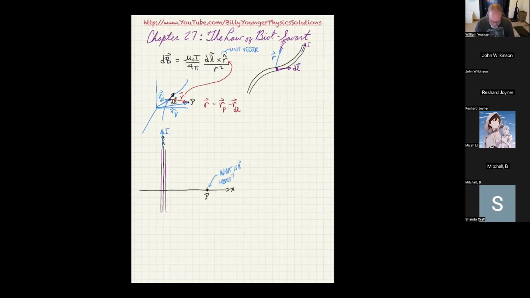So that's really what we're shooting for, and we're going to use the law of Biot-Savart to do it. As I told you, the dl basically stays along the path of the wire and always points in the direction of the current. So what I'm going to do is say that this little chunk of material right here is dl.